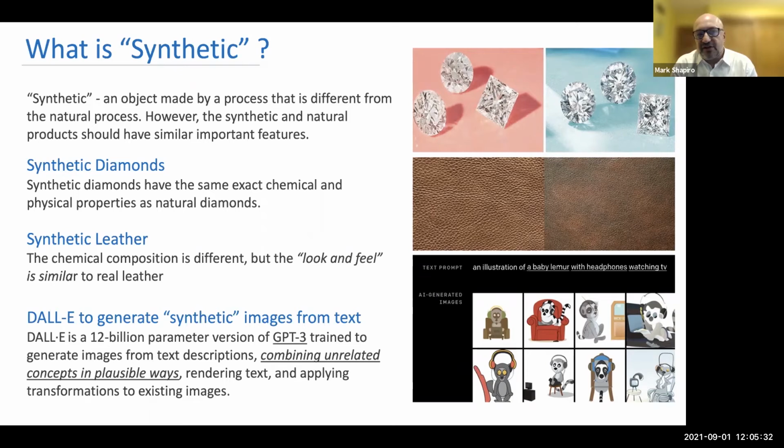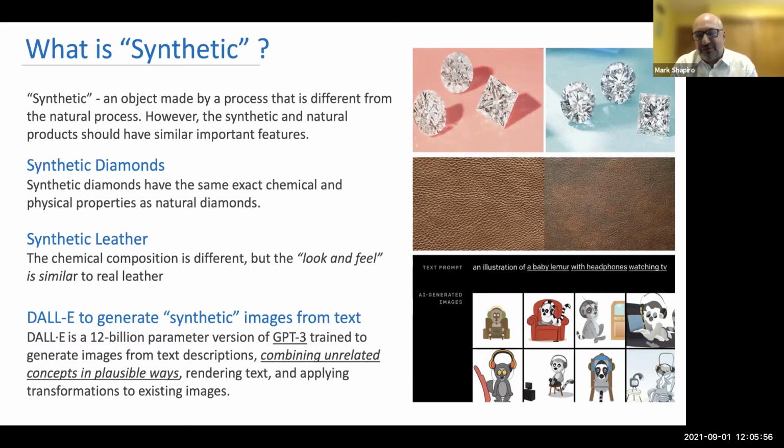Synthetic leather is getting closer. While the chemical composition is different, as expected, the look and feel is similar to real leather. Now, what is look and feel? How can one quantify it? And what is similar in what sense? And again, how can one quantify it and use it to validate the synthetic object?